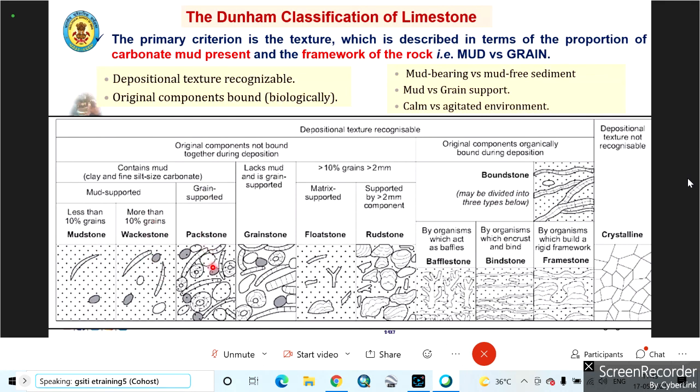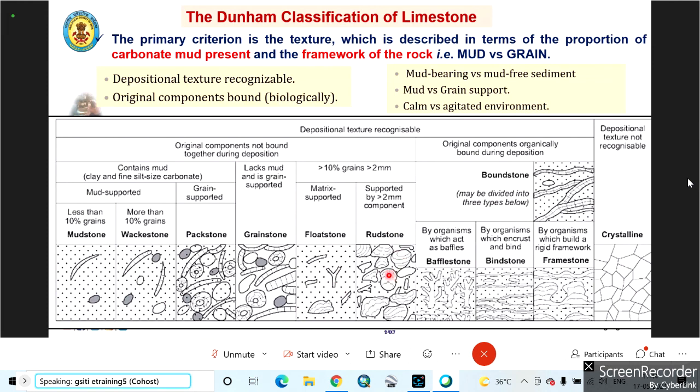In the next category, there is more than 10% grain, of a specific character: more than 2 millimeter size of the clast. So if that is matrix supported, that is the floatstone. If that is supported by more than 2 millimeter components, that is the rudstone.